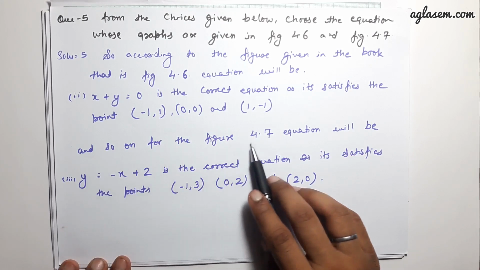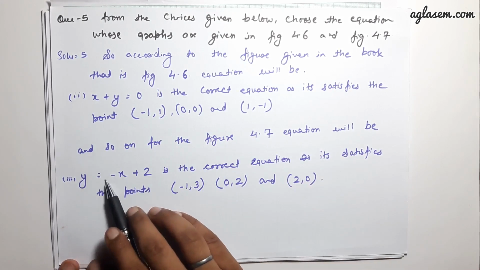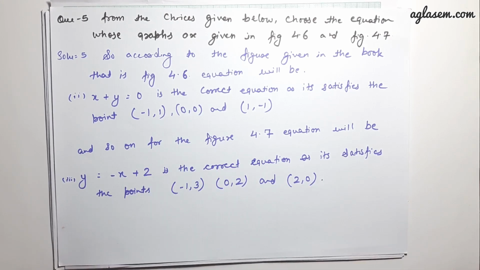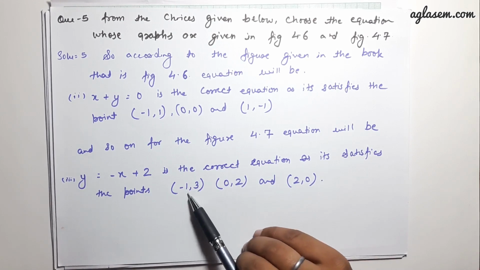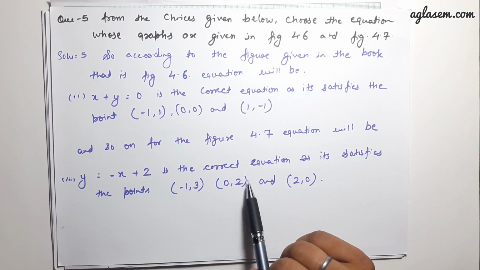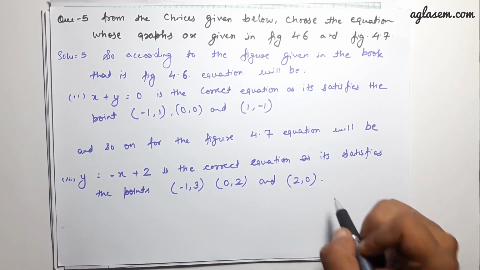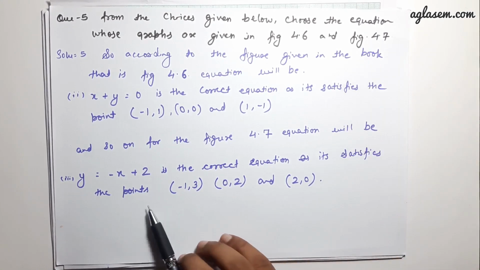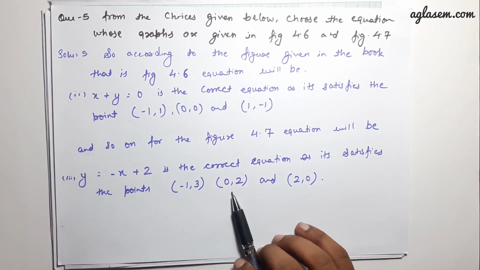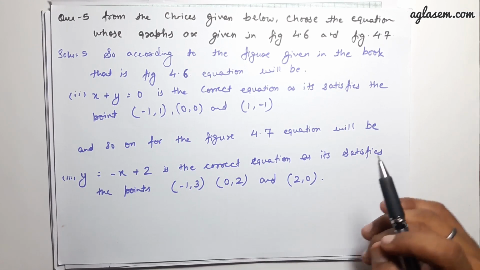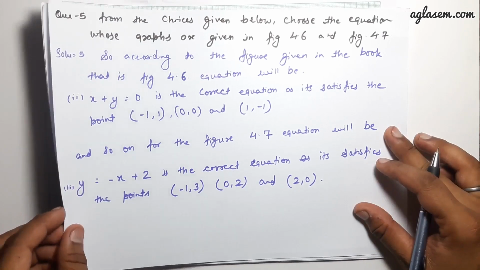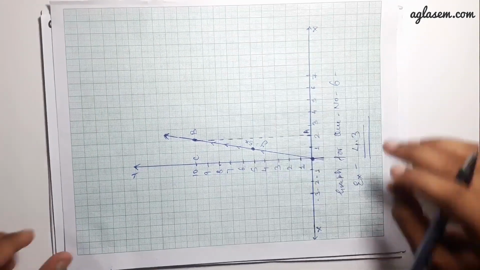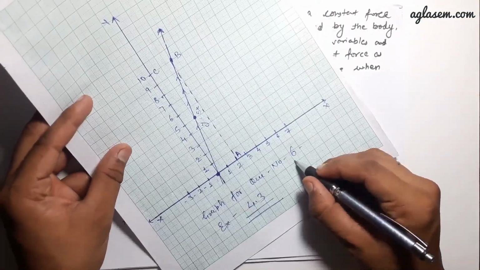And so on, for figure 4.7, the equation y equals minus x plus 2 is the correct equation as it satisfies the points given on the graph. Check this: (-1, 3), (0, 2) and (2, 0). You can check on the graph in figure 4.7. These points are satisfying the equation y equals minus x plus 2. So I said that you have to draw the question number 4 graph yourself. So here I have drawn for you for question number 6.